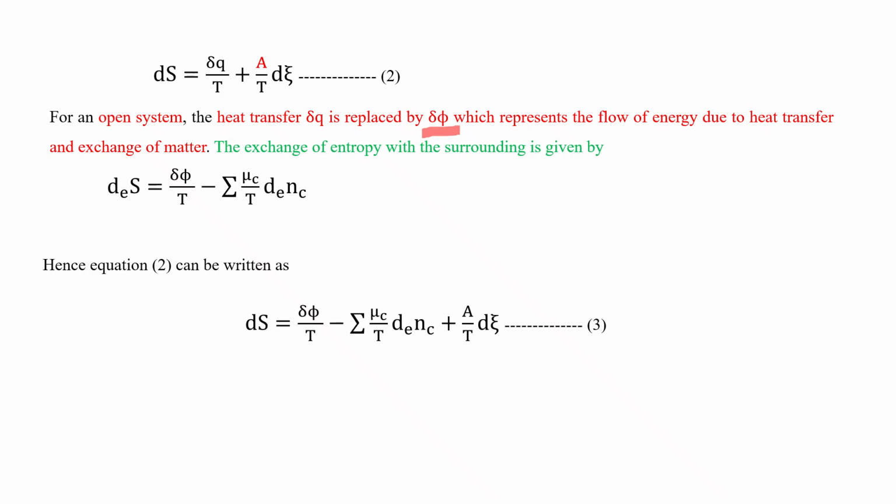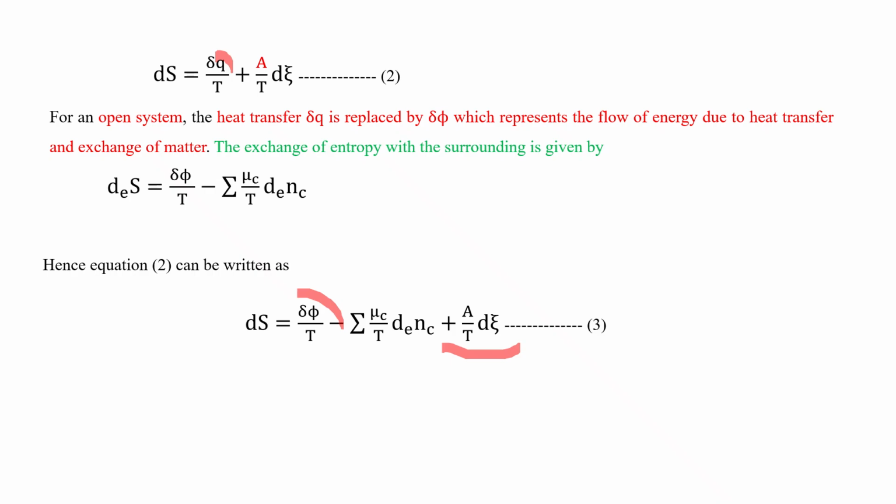So here now you can see the equation 2 can be also rewritten as follows. So ds is equal to, instead of del q, you can write del pi minus summation of nu c by T d e n c plus A by T d epsilon.